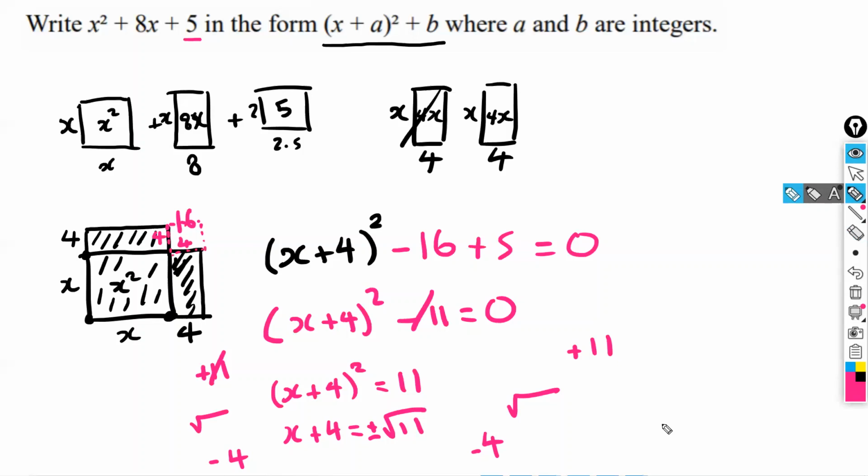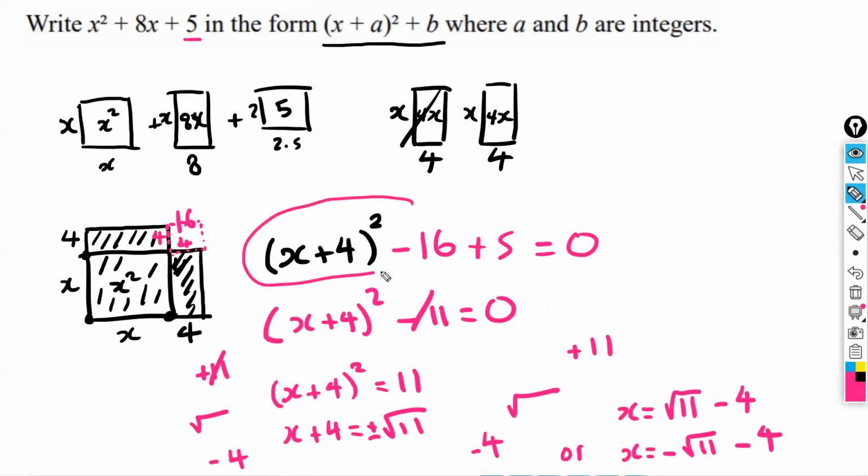What we'll be left with is x is equal to the square root of 11 minus 4, or x is equal to negative root 11 minus 4. And that would be your solutions for x. And this is your answer for what the question is actually asking for.